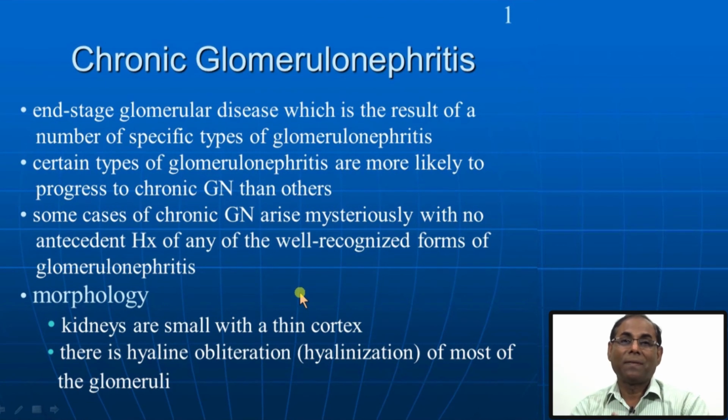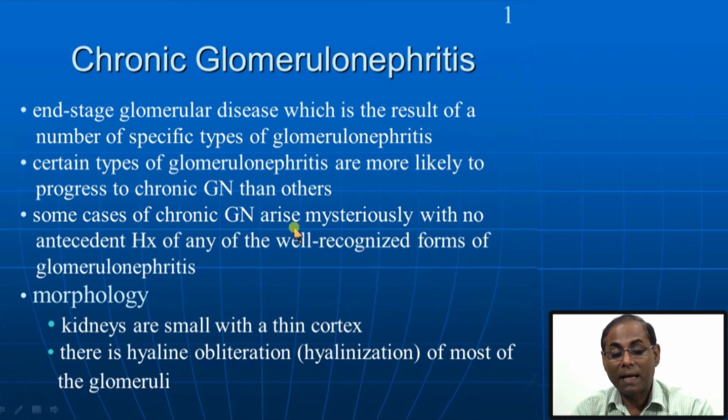Now, with all these glomerulonephritis, what will happen at the end? Many of them reverse, and many of them don't reverse. Those which don't reverse have a progressive course, and it finally reaches a state which we describe as chronic glomerulonephritis. These are end stage glomerular disease as a result of a number of specific types of glomerulonephritis. Certain glomerulonephritis are more likely to progress to chronic glomerulonephritis than others, say crescentic glomerulonephritis and MPGN, so they progress much faster.